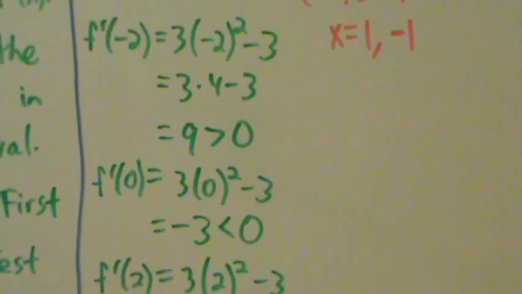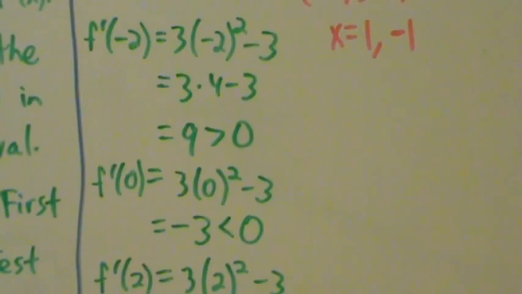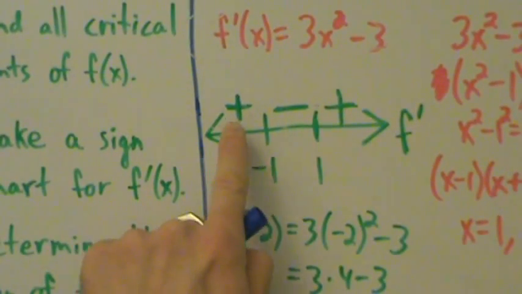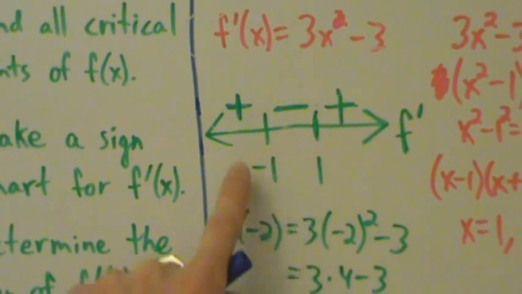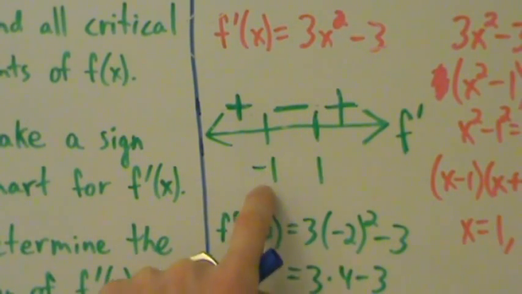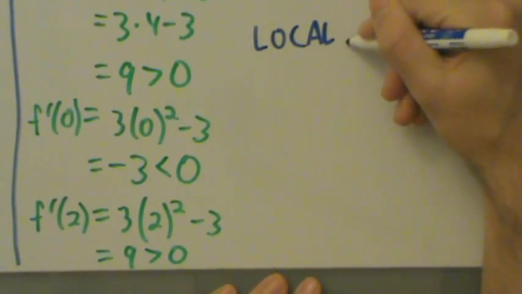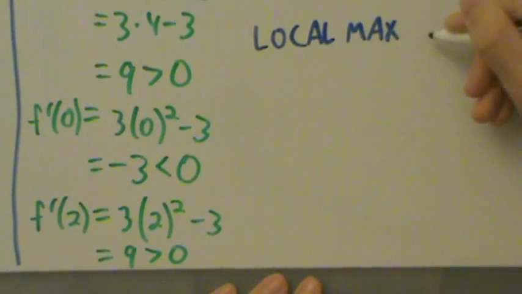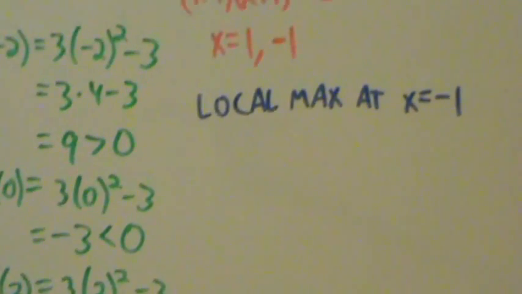So remember, the first derivative test says if the derivative is positive to the left of c and negative to the right of c, then you have a local max at c. So that's happening here. Positive derivative to the left, negative derivative to the right. So this point right here at x equals negative 1 has to be a local max. Okay, so a local max at x equals negative 1.